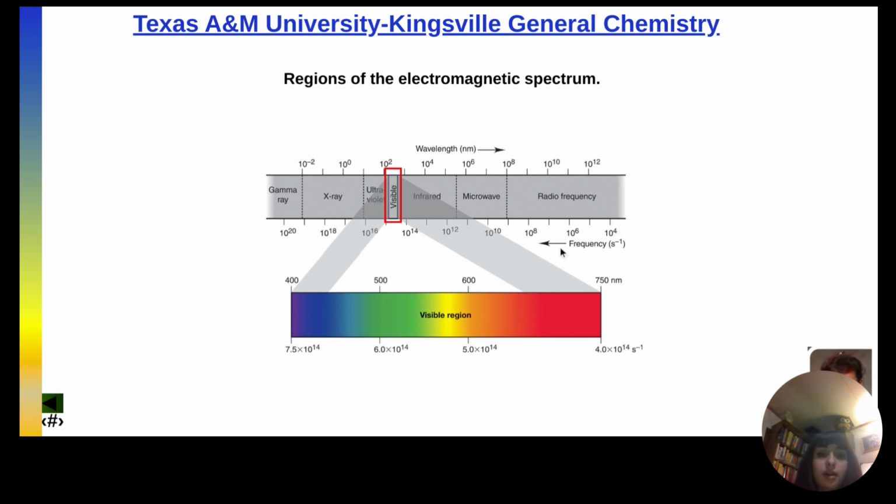Moving on, 10 to the 6th to 10 to the 8th is your microwaves. So what you use to warm up your food. I'm sure most people have a microwave, and that's the type of wave from the electromagnetic spectrum that you would be using to heat up your food.